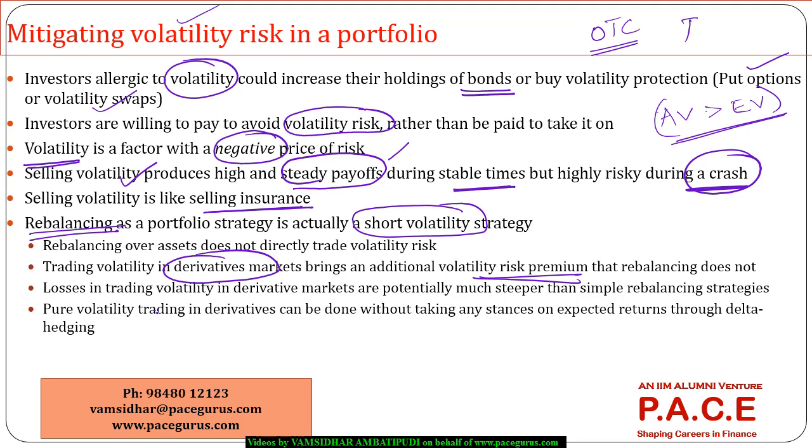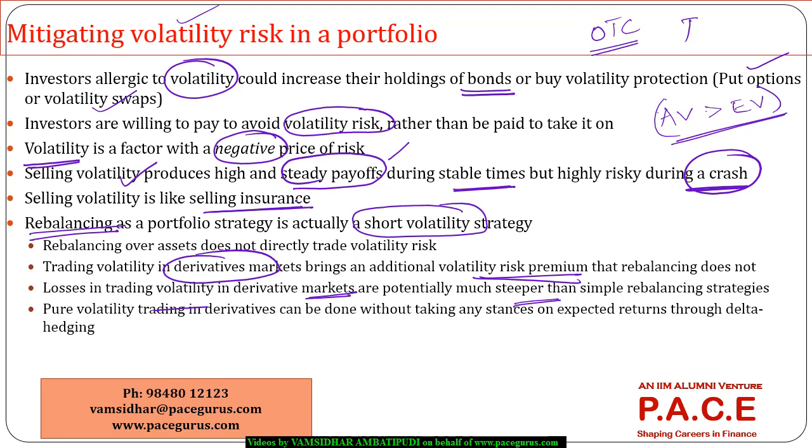So the losses in trading volatility in the derivatives markets are much steeper, whereas in rebalancing the losses are much lesser, whether I am selling or buying volatility. Because I am not directly buying or selling volatility, I am buying or selling the underlying securities whose volatilities are different. Whereas if I am directly involved in buying or selling volatility in the derivatives market, I can clearly see that there is a heavy additional risk premium coming into the picture.